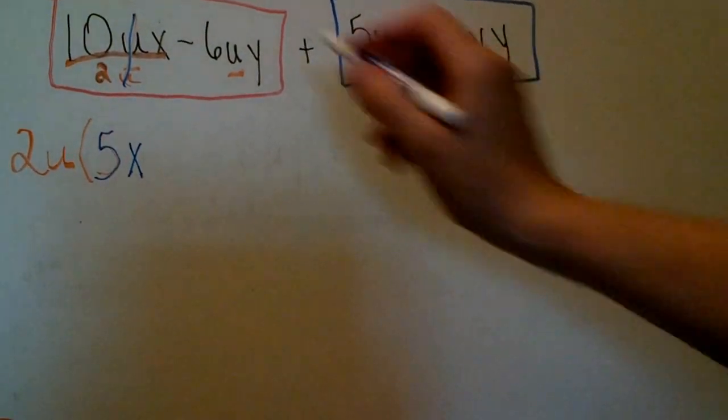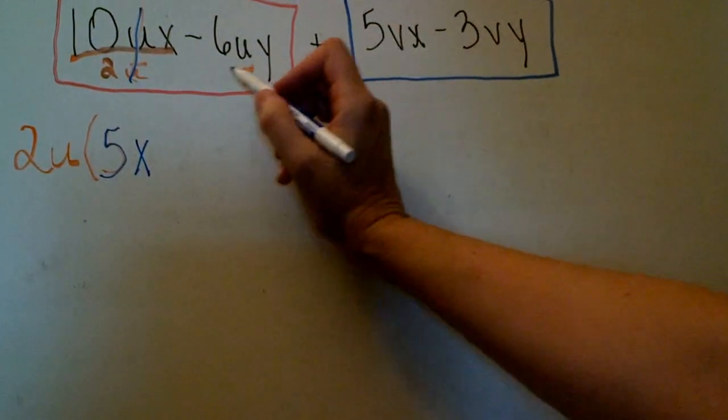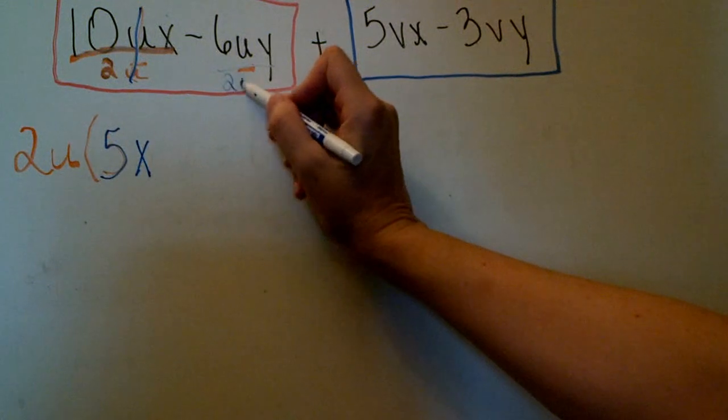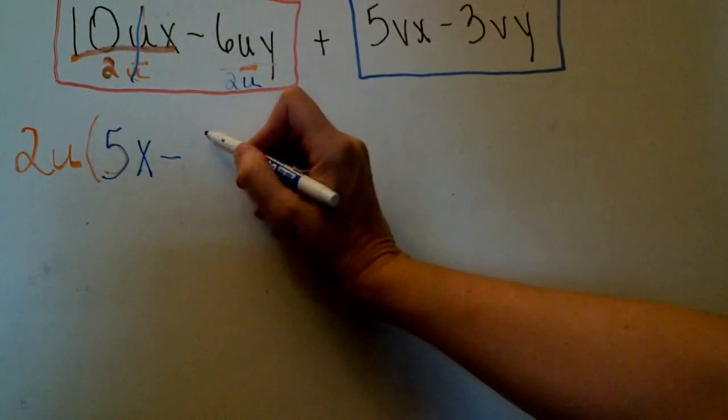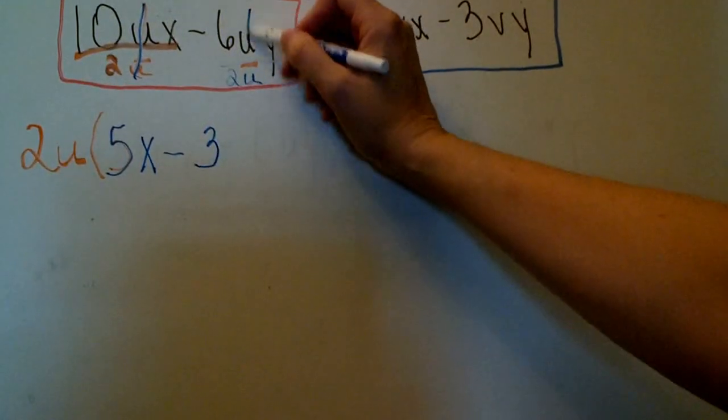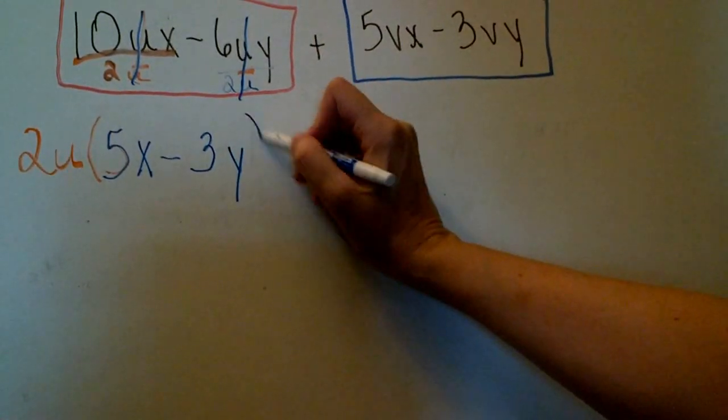Okay, now you say 6uy divided by 2u. Negative 6 divided by 2 is negative 3. The u's cancel out, and then you have y.